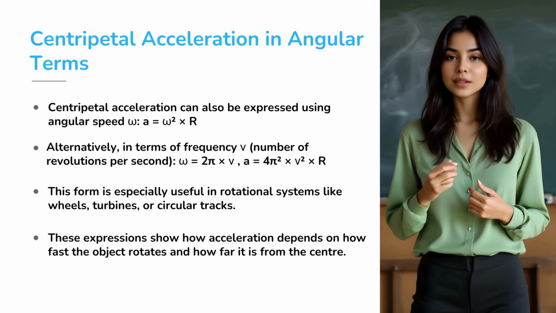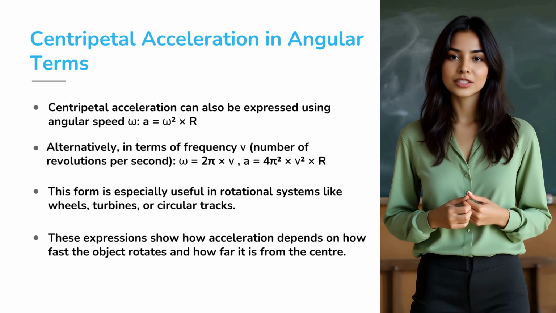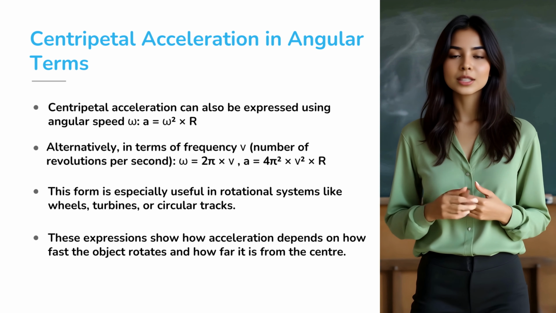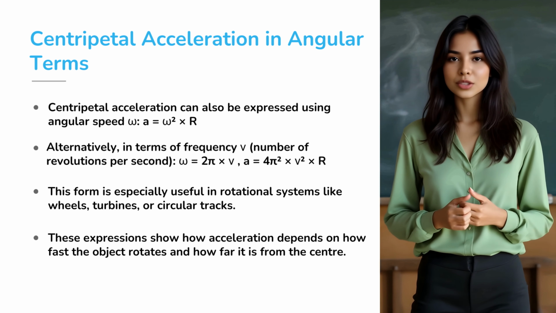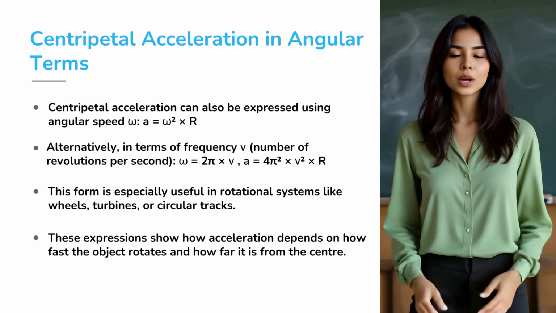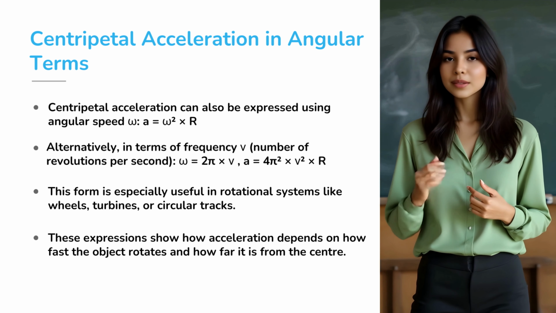Let's now rewrite the centripetal acceleration using angular speed. We already have v equals omega into r. So plugging this into our earlier formula, a equals v squared by r, we get a equals omega squared into r. This version is extremely useful when you know how fast something rotates, rather than how fast it moves linearly.